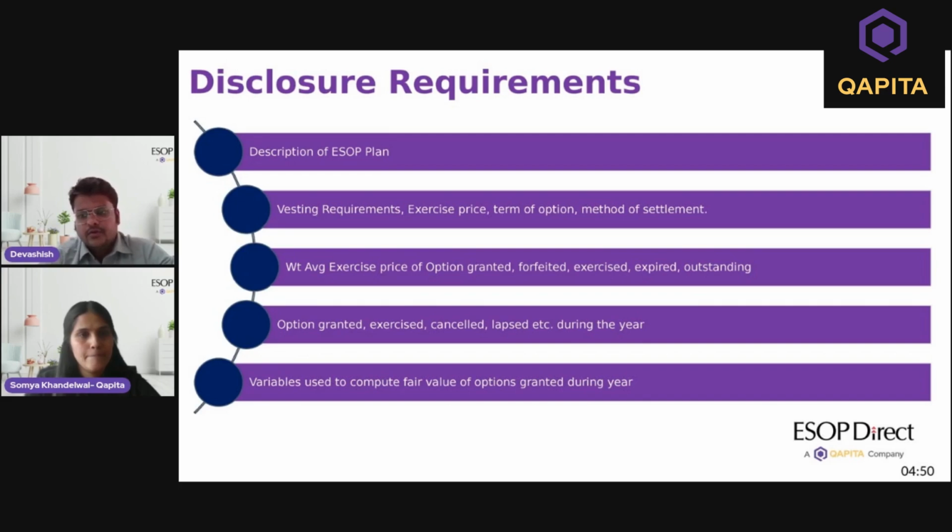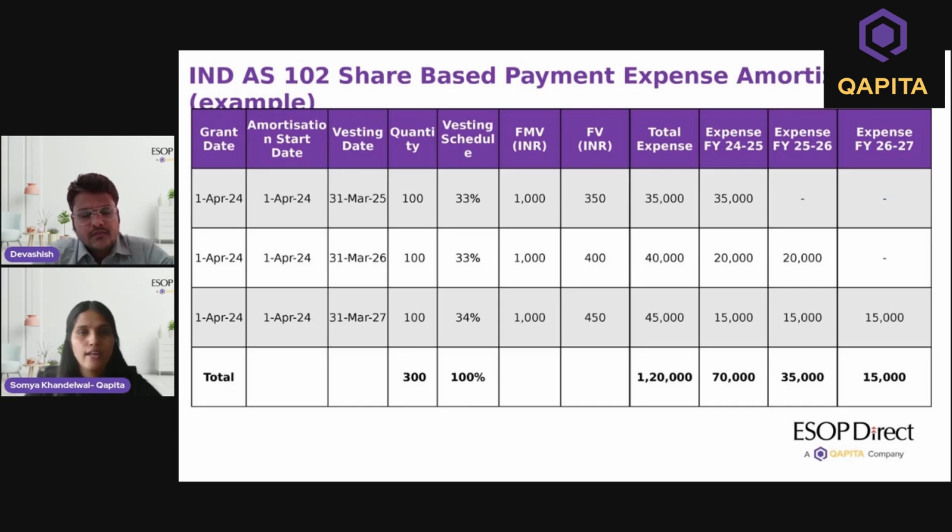So, Soumya, do you have any example for our participants to understand the entire ESOP cost cycle? If you could please show us. Sure. I have prepared one example. Hope this would be helpful. This is a simplified version of how the accounting cost works, but it will be helpful to understand how the amortization actually works.